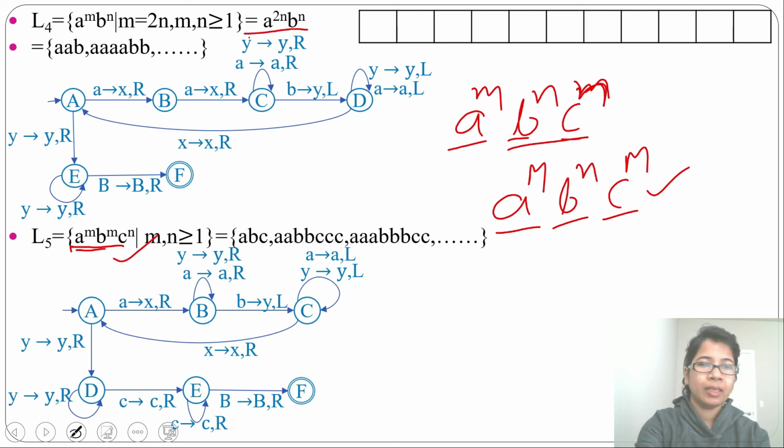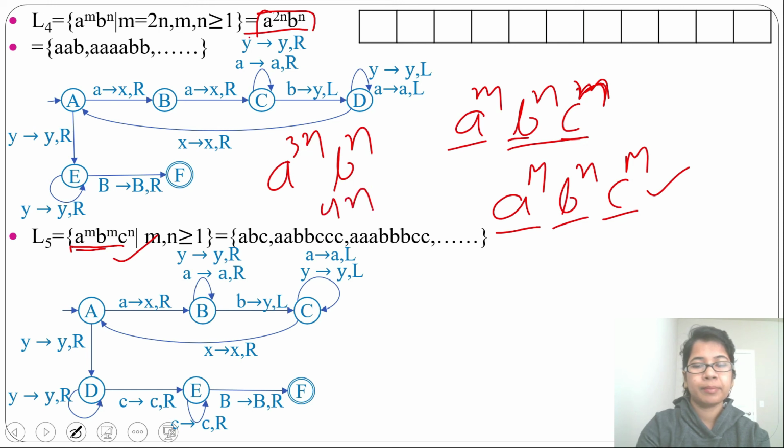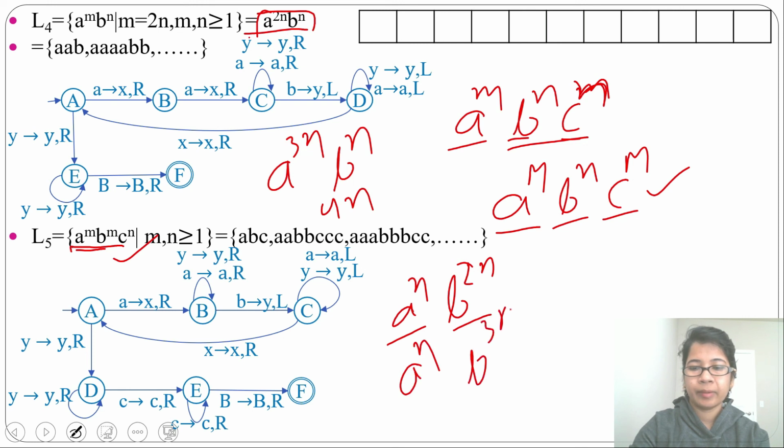Even for this, the language is A power 2n, B power n. If it is A power 3n, B power n, simply change 3 A's to X and 1 B to Y. If it is 4n, simply change 4 A's to X and 1 B to Y. Even if it is A power n, B power 2n, then change 1 A to X, 2 B's to Y. Suppose it is A power n, B power 3n, then change 1 A to X and 3 B's to Y. So you can design a Turing machine for different variations of this language.